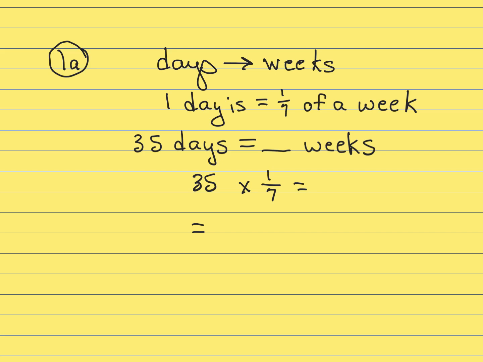We have days to weeks. 1 day is 1/7 of a week because there's 7 days in a week. So 35 days is equal to how many weeks? And the way we can do that with fractions is we can say 35 over 7, and we can divide that and say 5 weeks. Okay? Pause the video and do 1A if it's not already done for you.